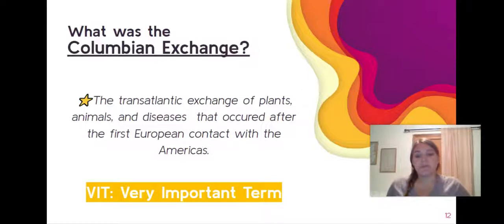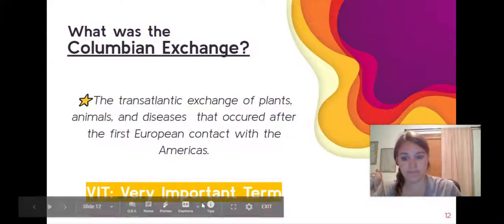So what was the Columbian Exchange? I'm marking this as a VIT, a very important term. This is probably the most important term of this entire unit. So APUSH History Unit 1, you have to know the Columbian Exchange. So what is it? The transatlantic exchange of plants, animals, and diseases that occurred after the first European contact with the Americas. So it's referring to goods, people, diseases, things that are going from one hemisphere to the other for the first time.